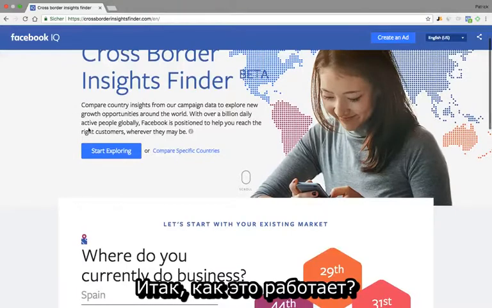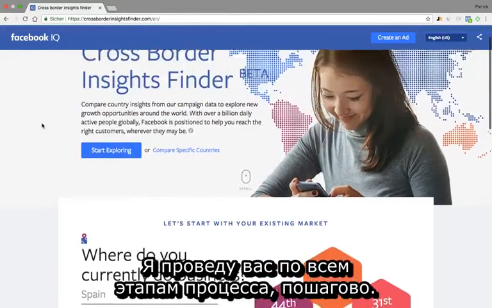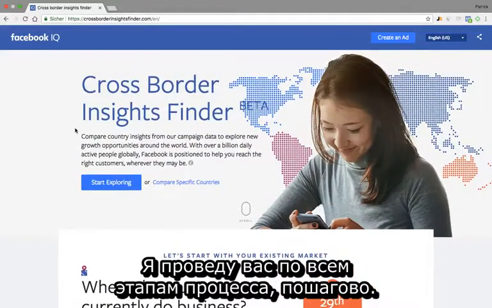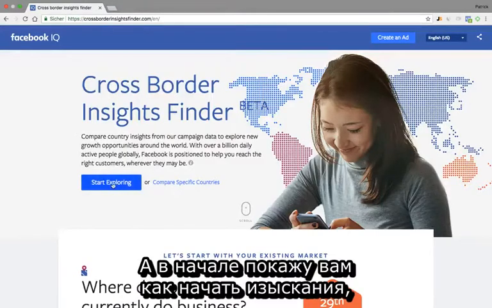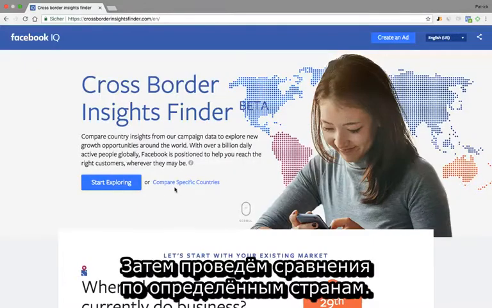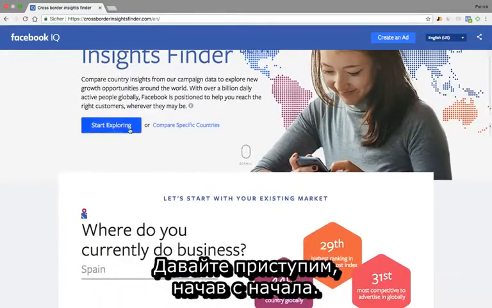So how does it work? Well, I will take you through the entire process in a step-by-step way. First we'll show you how the Start Exploring tool works, and then also how we can compare specific countries. So let's get started with the Start Exploring tool.